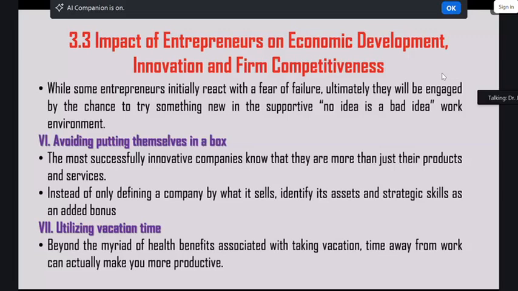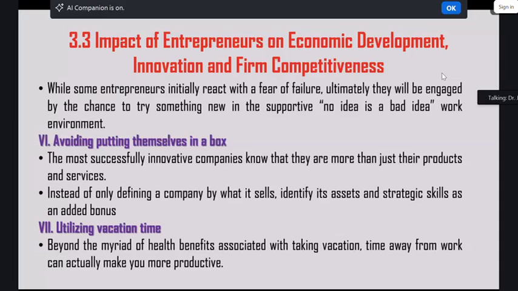So unakuta taasisi nyingi ambazo zimefanikiwa sana hazibebwi tu na ile product unayooffer, lakini kinachowapa kiburi nyuma yao ni ile strategic skills walizonazo, especially human capital walionayo. Kwa hiyo tuna watu ambao ni one of the best people in the world, na wanafanya kila namna ya kuweza kuwa retain kwenye taasisi. So those employees should not move away from their organizations, kwa sababu wanajua mchango wao, especially on the part of innovations, on the part of coming up with new things, on improving the existing product and the likes. That's another point.